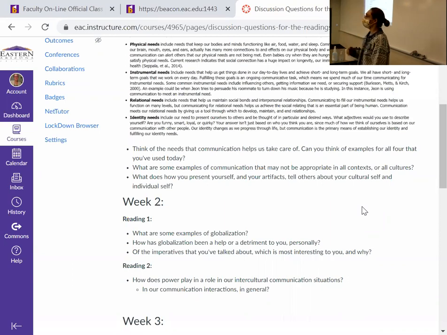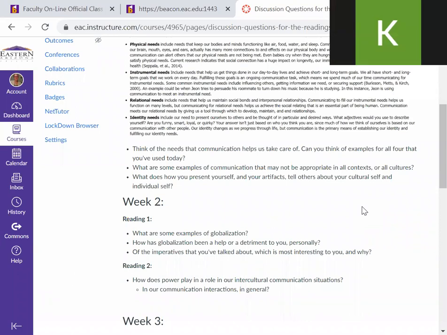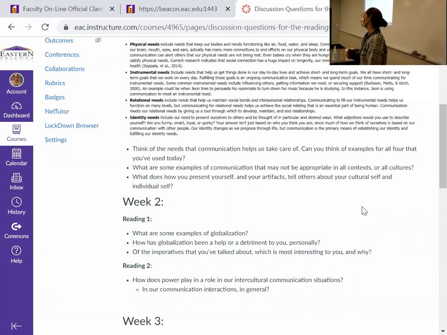Or if you have specific cultural clothes that you wear, or cultural tattoos. A lot of the Samoan students and Hawaiian Pacific Islander students have tattoos that are culturally meaningful. So what kind of artifacts do we have, and what do they tell us about ourselves?